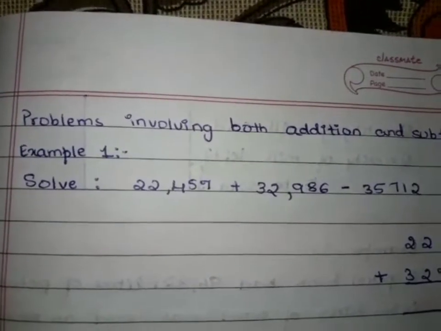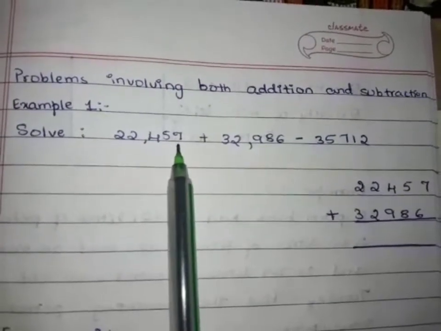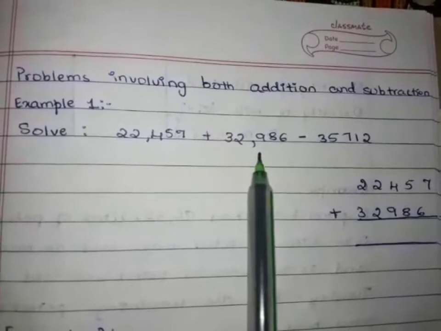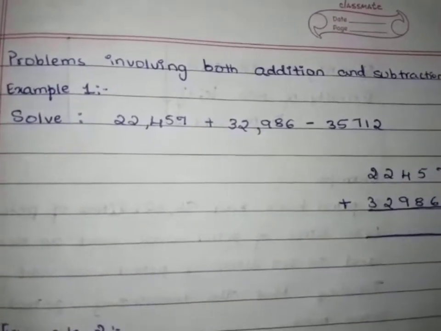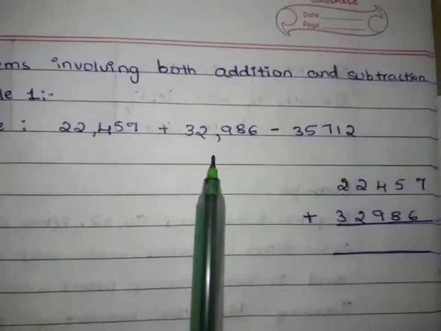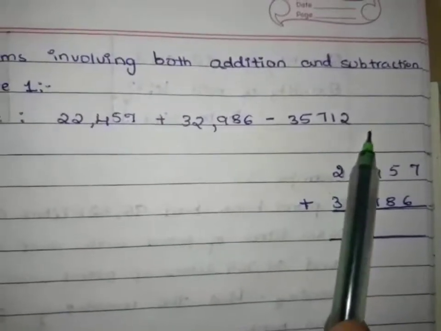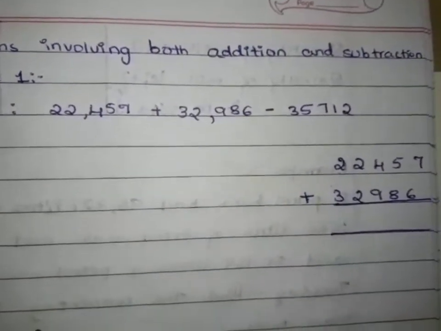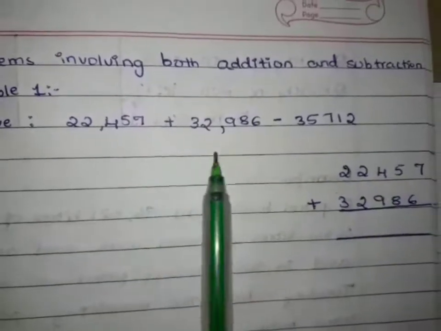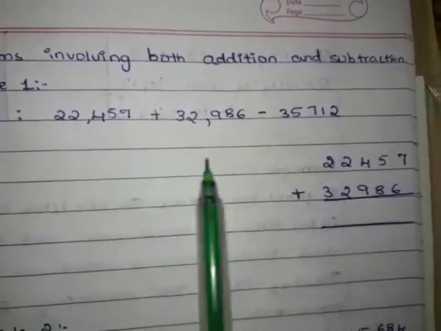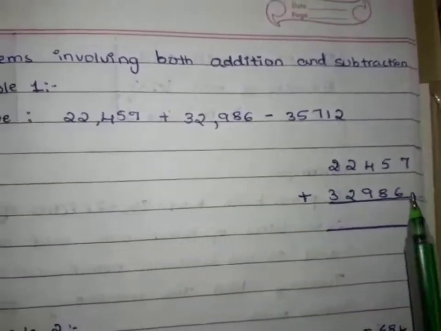So, example one: solve 22,457 plus 32,986 minus 35,712. In the question, there are three numbers given, but two of them we have to add and then subtract. When there is a problem with both addition and subtraction, we should always add first. After that, whatever answer we get, with the answer we have to subtract the next number. Okay, so let us start with adding.